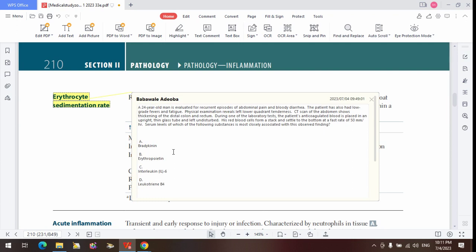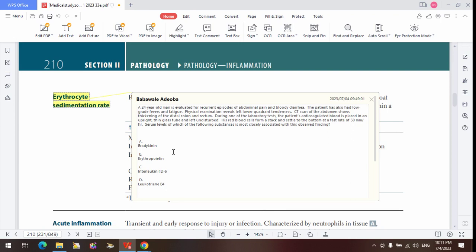A 24-year-old man is evaluated for recurrent episodes of abdominal pain and bloody diarrhea. The man has also had low-grade fever and fatigue. Physical examination revealed left lower quadrant tenderness. CT scan of the abdomen shows thickening of the distal colon and rectum. During one of the laboratory tests, the patient's anticoagulated blood is placed in an upright thin glass tube and left undisturbed.